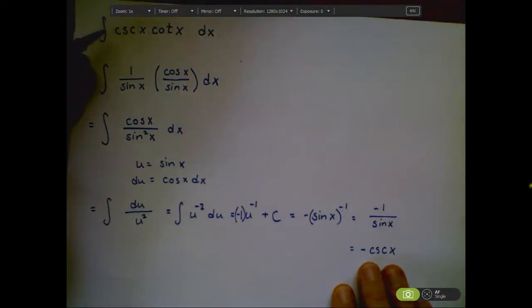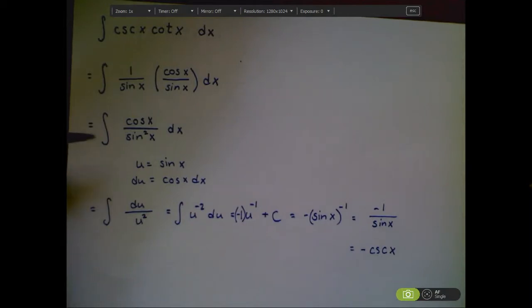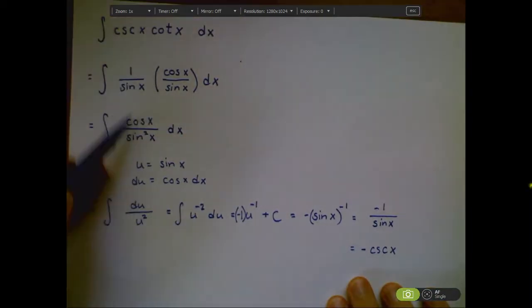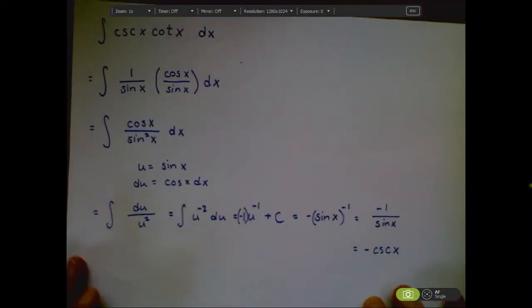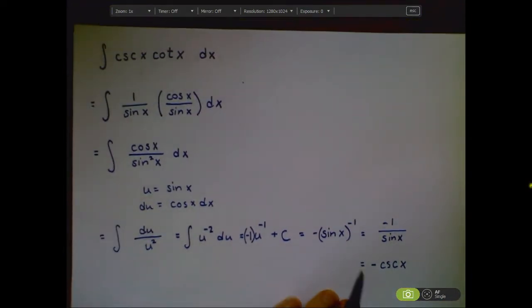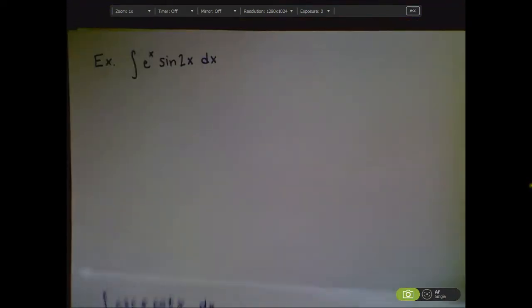So we did have to do a little bit of work, but we simplified some things and then did a u substitution for this particular technique. Let's look at another example and think about how we are going to set this one up.